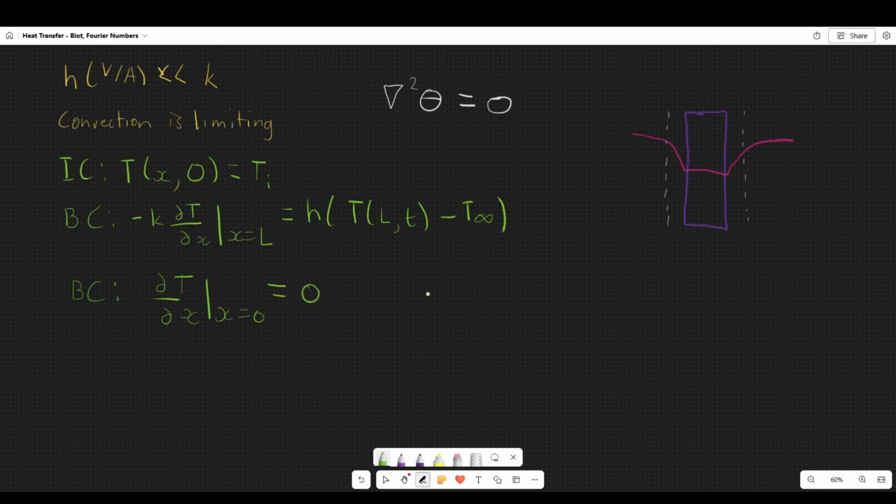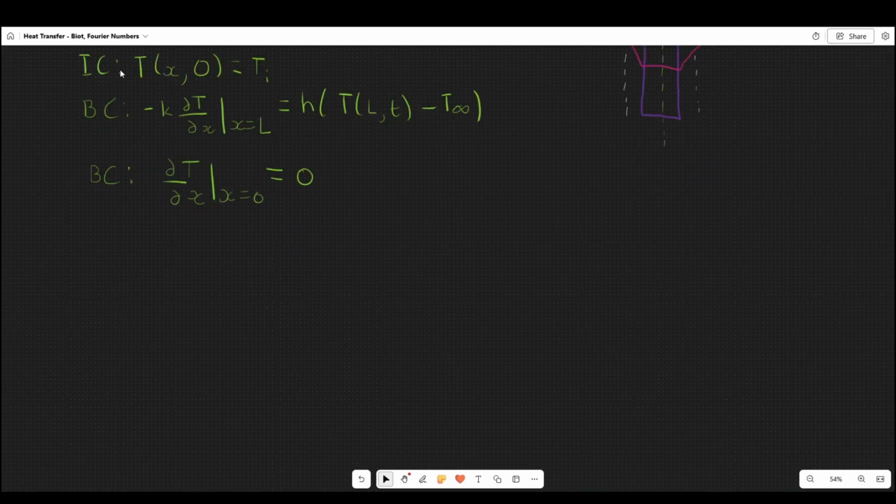So what that means is we have symmetry. We have a plane of symmetry here, and that means that the temperature here is symmetrical, and so there's actually no change in temperature because the temperature here must be the same as the temperature here. At that center of the block, we don't have any change in temperature going on.